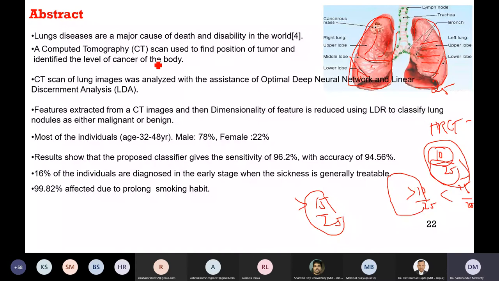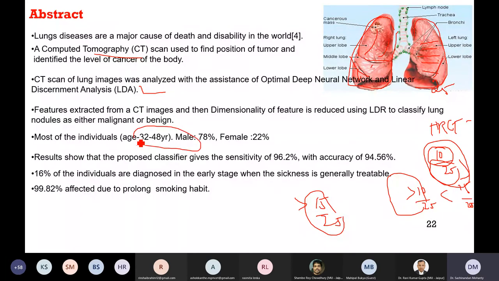Now we have used the computed tomography images, and we use the linear discriminant analysis. We are not using the principal component analysis. We are using the linear discriminant analysis, and the deep autoencoder is also used. Then the dimensional feature reduction is done using the LDA technique, and the data we have considered is for ages 32 to 48 years.